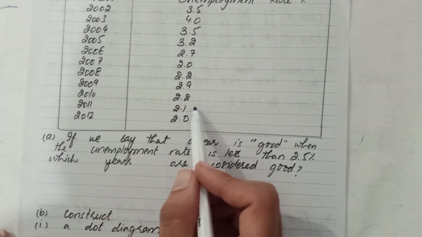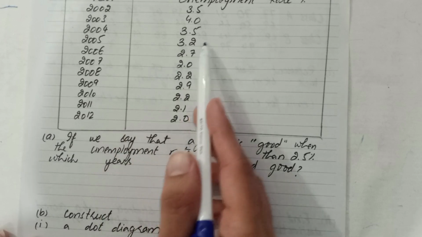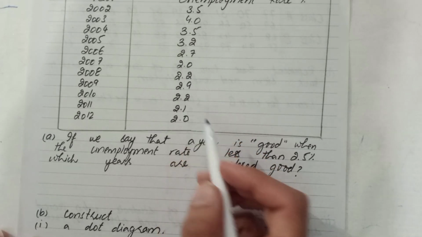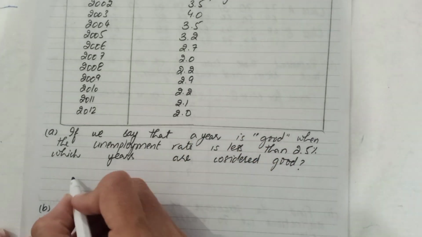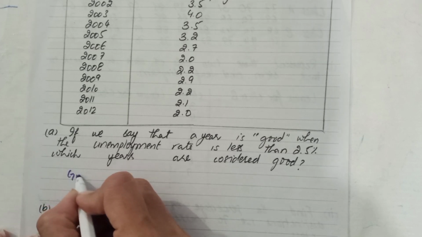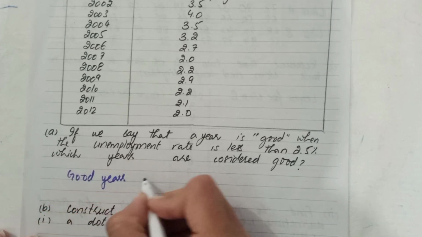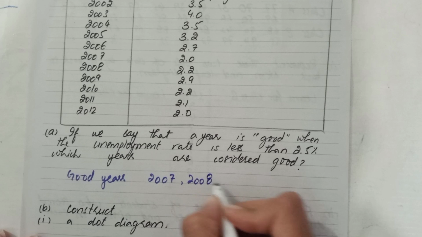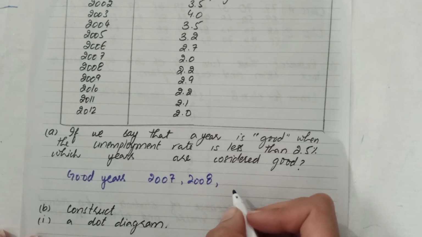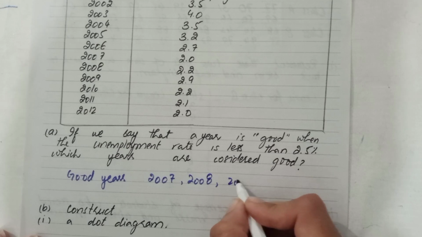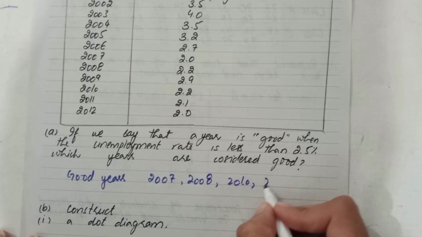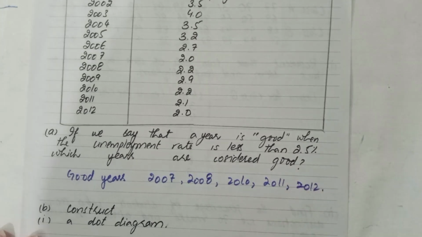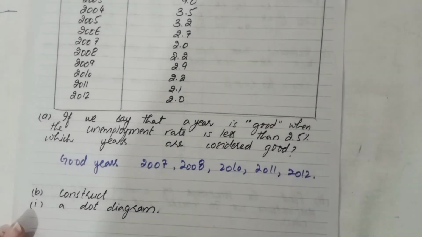Yes, 2011 and 2007, and 2008. These are the year 2010. We have to write it. Good years: 2007, 2008, because the unemployment is less in these years, and 2010, 2011, and 2012. These are the good years.